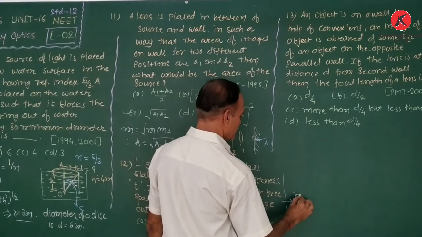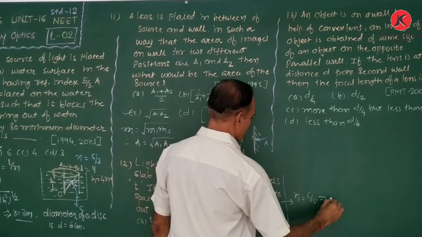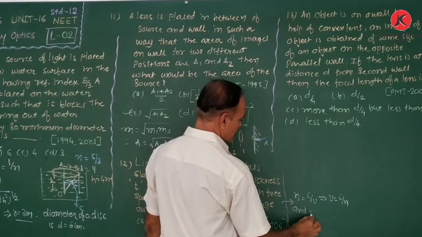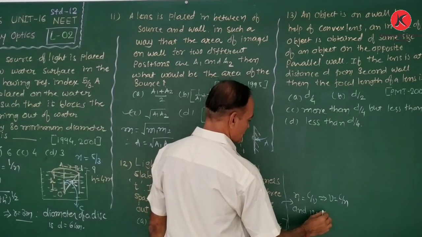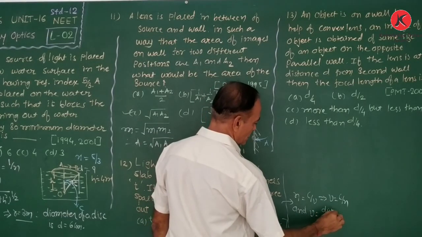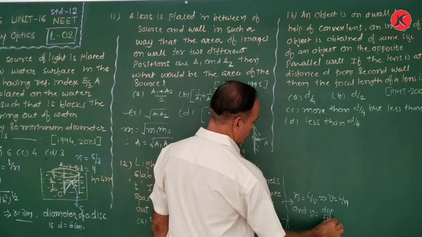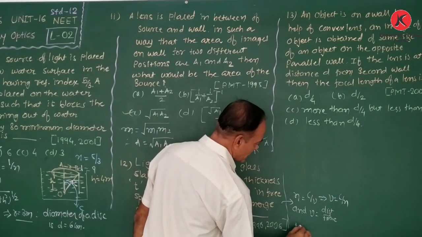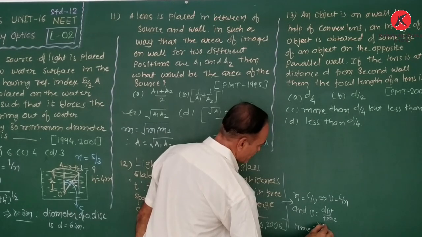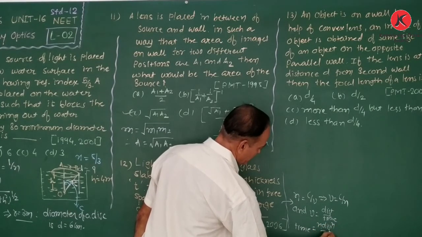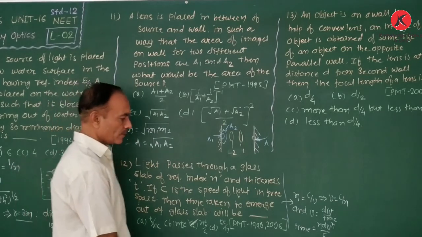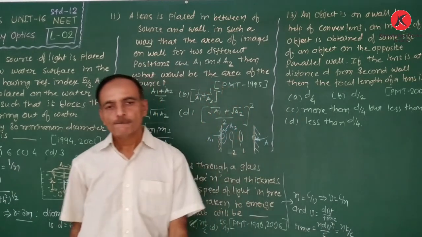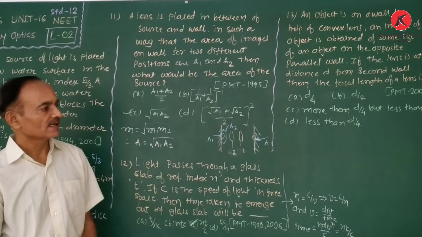Here we are using these two equations. Refractive index of a medium is c by v. Therefore, v is equal to c by n. And also, we know that velocity is equal to distance upon time. Compare these two equations. Therefore, time taken is equal to n into distance upon speed of light. Here the distance is equal to thickness, so nt upon c.